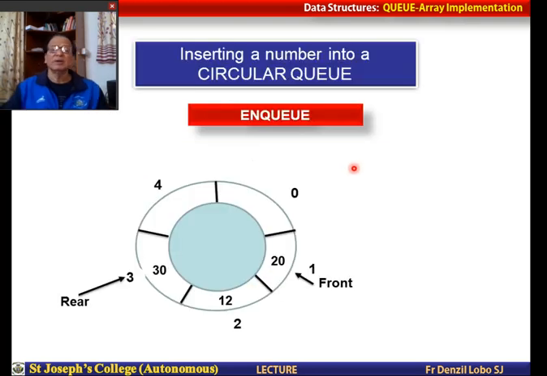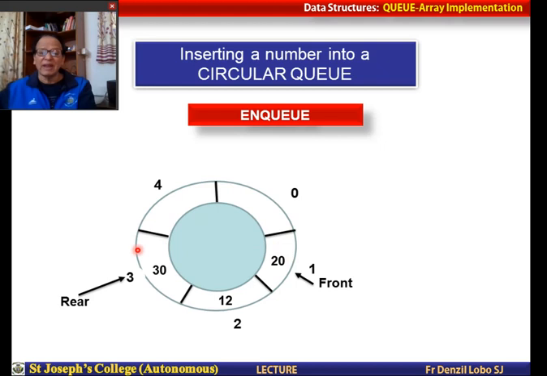Now let us come to adding a number to the queue. As you see here, we have a circular queue. So of course, it is an array, but we are representing it as circular. So this is the front index and the rear index. There are three numbers here. And as you know, in a queue it is first in, first out, FIFO. So deletion is done at the front and addition is done at the rear.